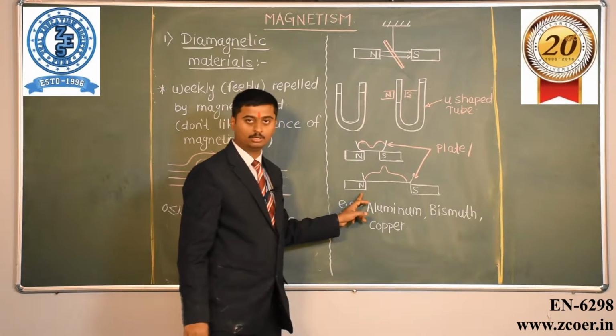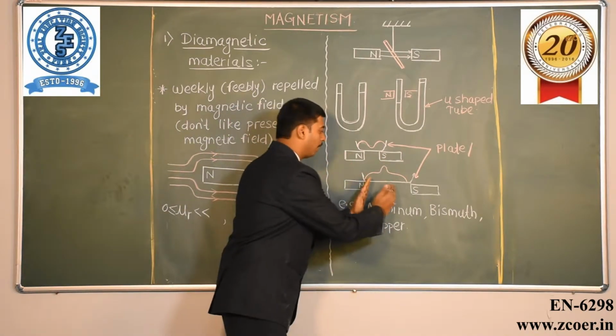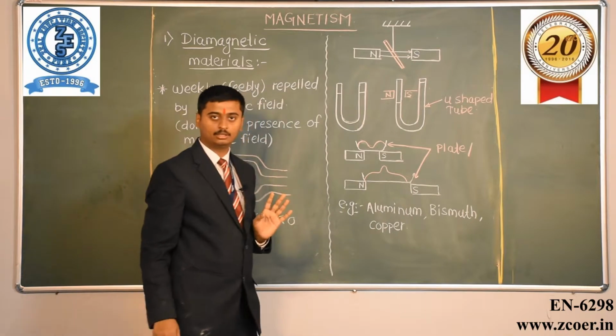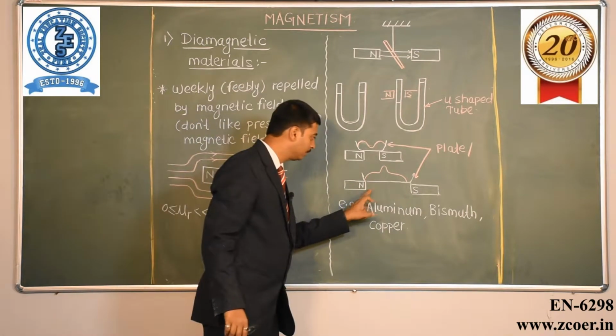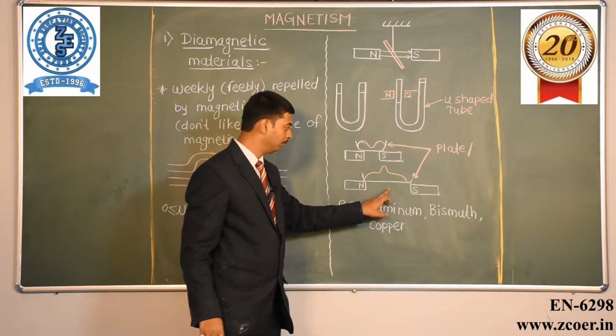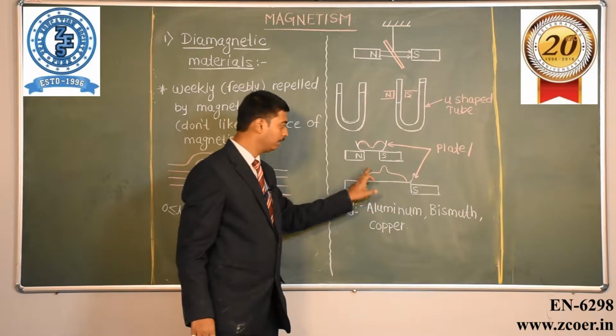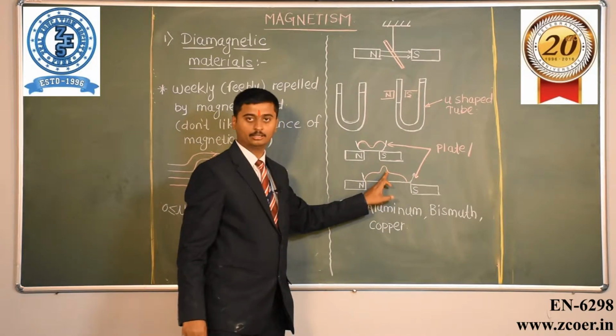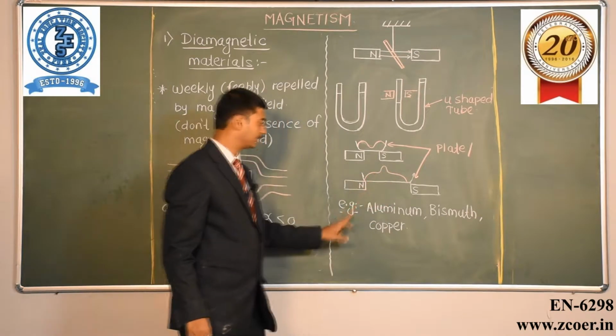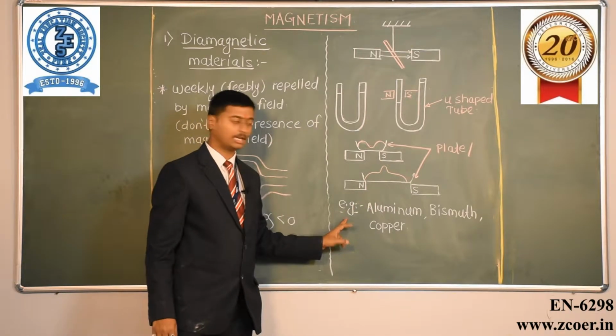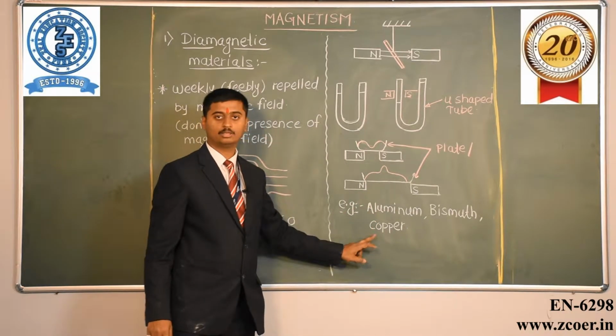Similarly, second example, if we place these two magnets very far away from each other, then the field is maximum at the corner and minimum at the center. So it will try to accumulate at the center maximum. Examples of diamagnetic materials are aluminum, bismuth and copper.